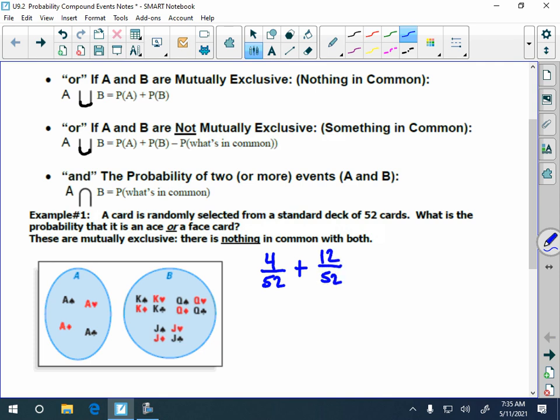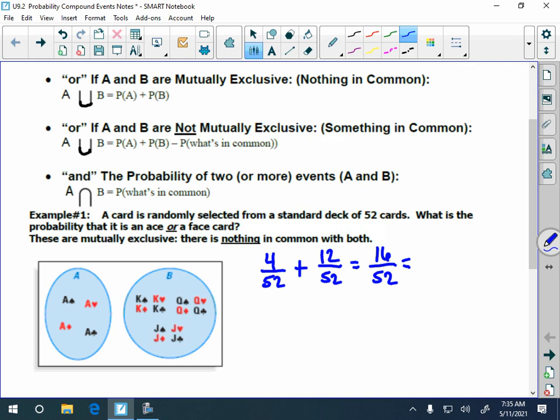Again, there's no overlap, nothing in common. You just add those together. So 16 out of 52. When you write this stuff out, since the denominators are already the same, you want to just keep them the same. Don't try to simplify each separate fraction and then add them together. Because you're adding fractions and you need denominators to be the same, just leave them. All right, and then you'll simplify at the end. So you're just adding the numerators together.